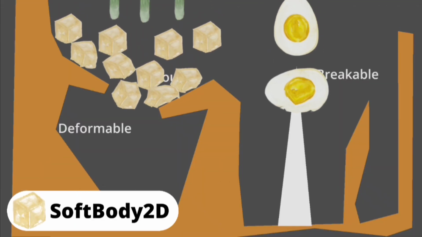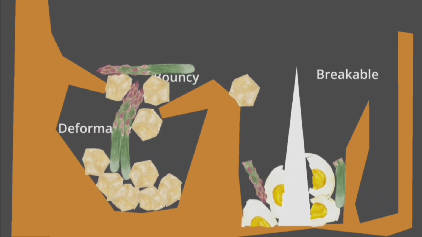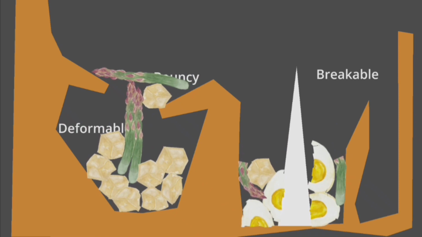As a bonus add-on, here's SoftBody 2D. One of the most complex things in Godot engine and game development in general is making soft body physics. But this add-on makes it ridiculously easy.